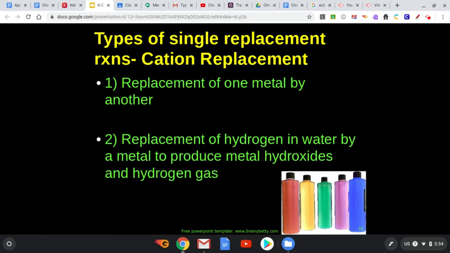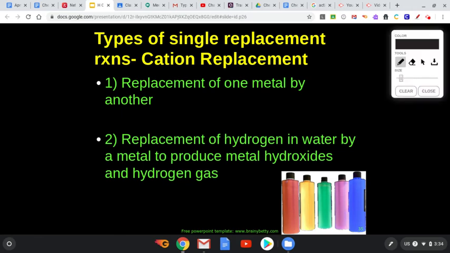Types of single replacement reactions. When you're dealing with cation replacement, that is the replacement of one metal by another. An example might be for lithium to replace gold. So we have gold 3 chloride in this case and lithium by itself. Since lithium is more active than gold, it will replace it, and it will kick gold out by itself.